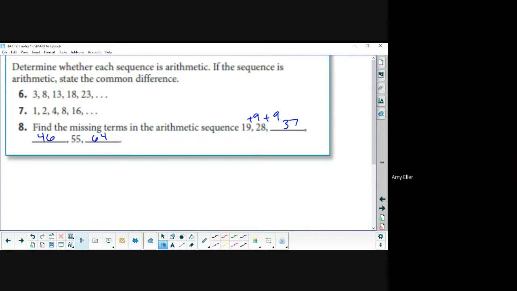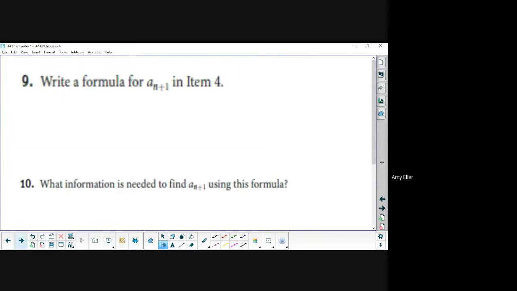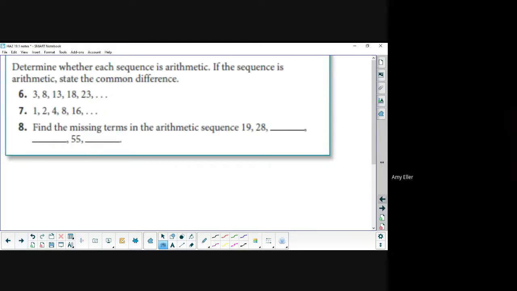All right, number 9. Write a formula for a sub n plus 1. So how do I find the next term? I take the term before it and do what with it? So like if I have this one, 46, how do I get the next term? I take the term before it and I do what to it?